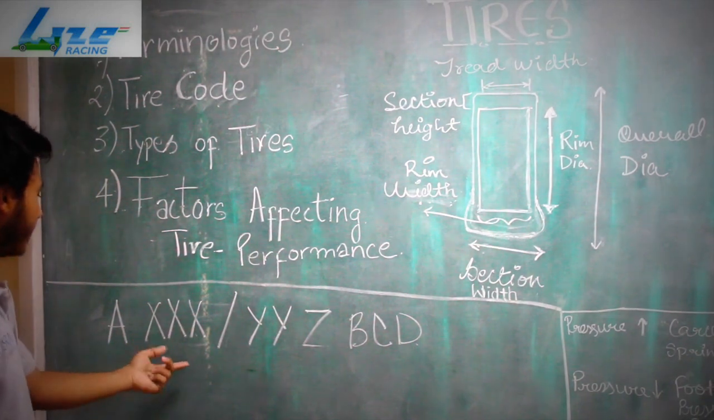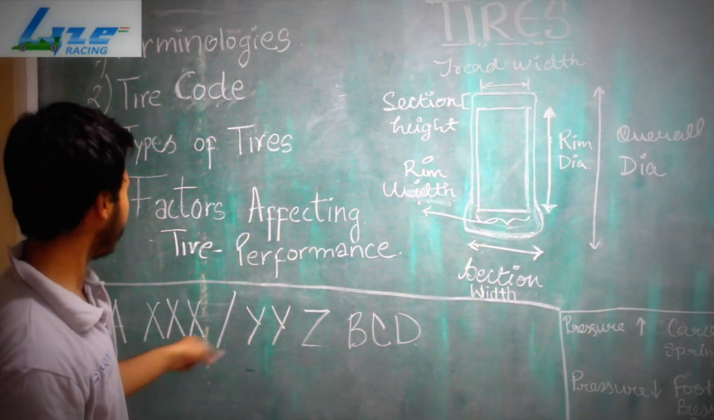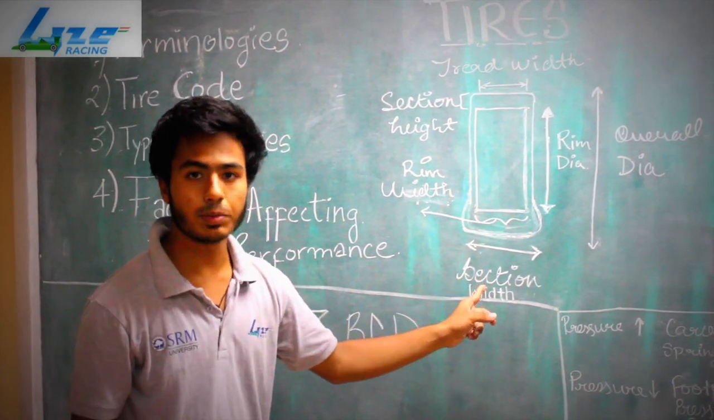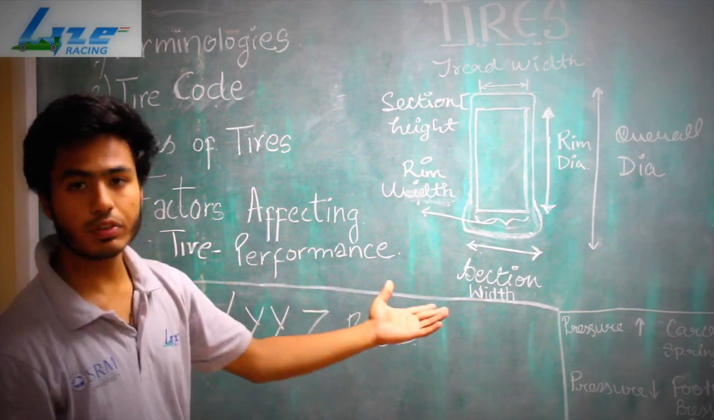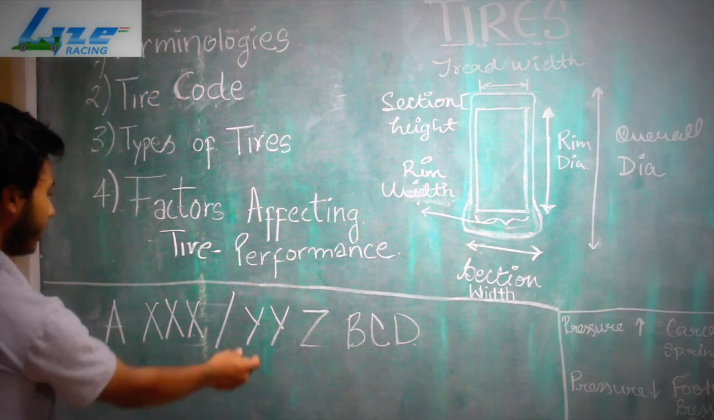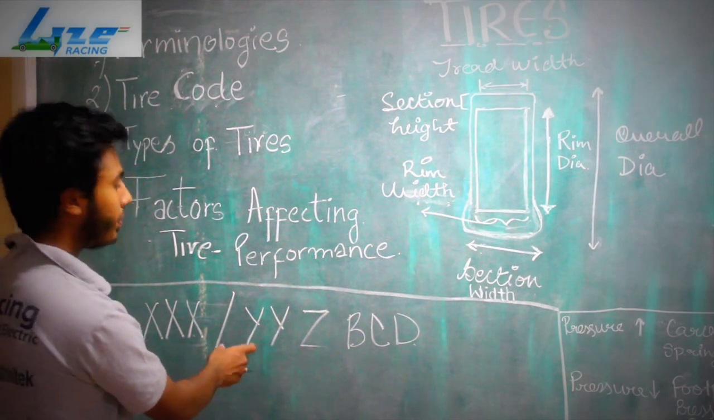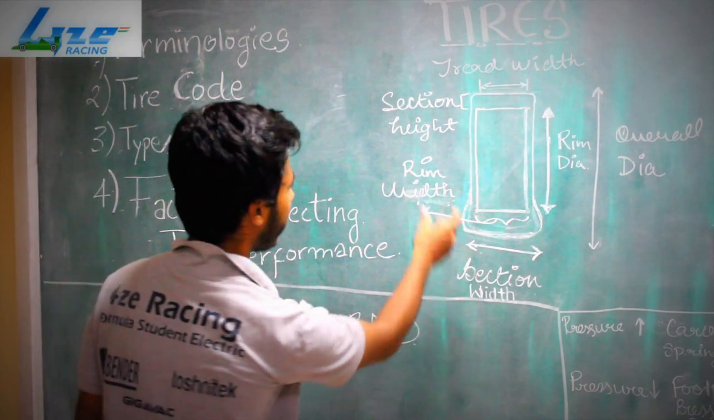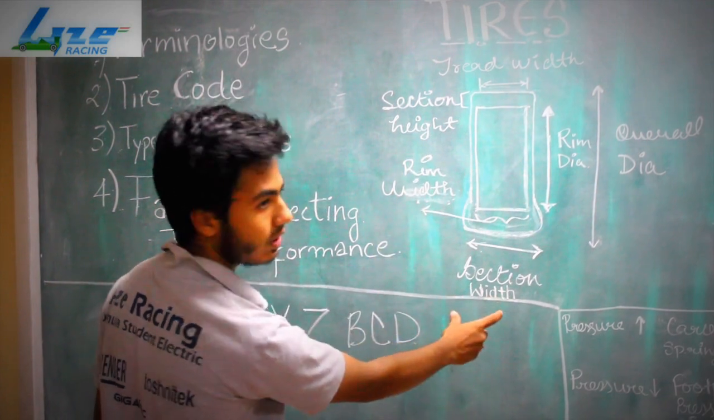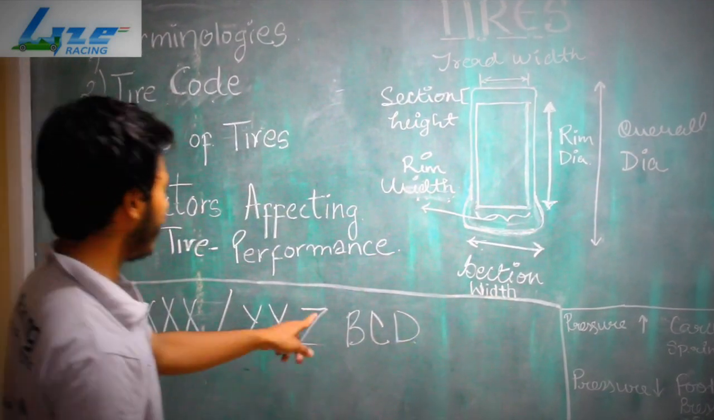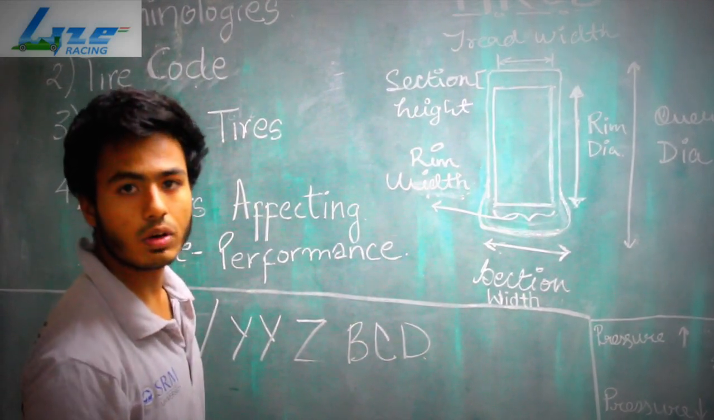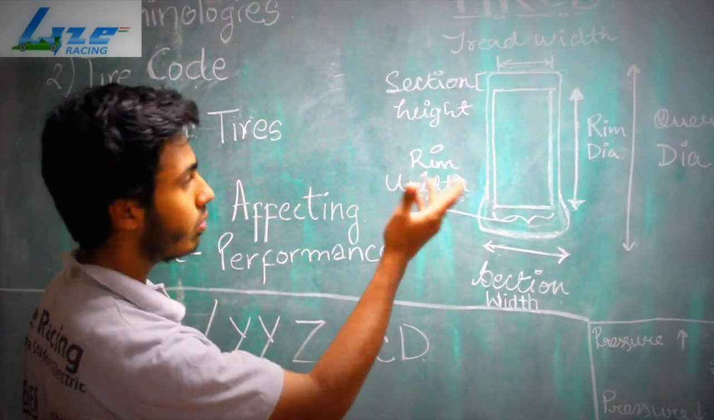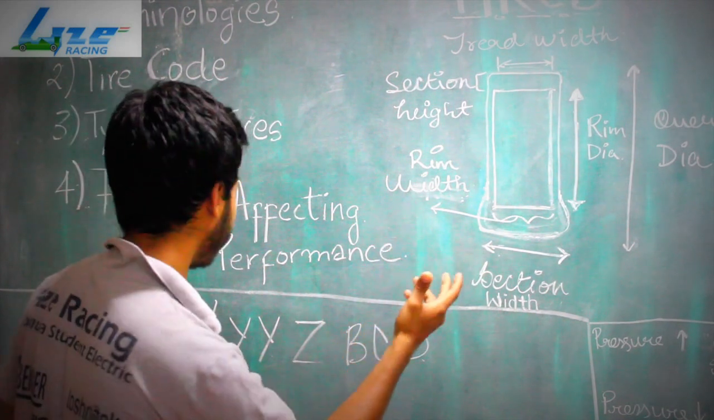Now the second part, triple S. It denotes the section width of a tire in mm. So we have 295 over here, this means we have a section width of 295 mm. Next is YY. YY defines the aspect ratio, the section height as a percentage of section width. Next is Z. Z just denotes whether your tire is either a radial or a bias. I'll tell you what radial and bias tires are ahead.